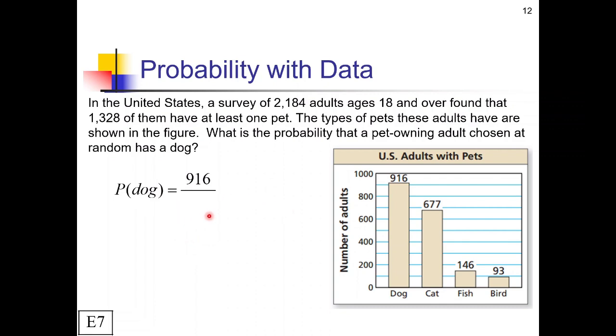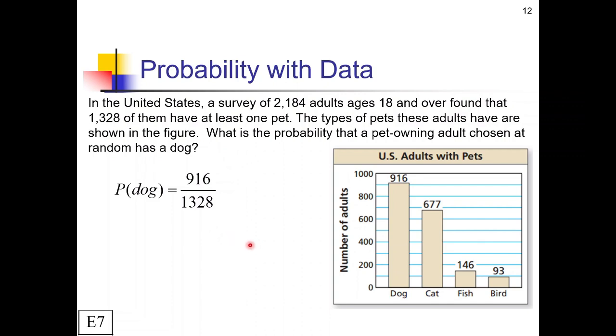But now what's the denominator? What's the total number of possibilities, or the number of trials, as it were? Well, this is a little bit trickier because the whole survey was 2,184 adults. On the other hand, only 1,328 of them had pets, and they asked the probability that a pet-owning adult had a dog. Not just a run-of-the-mill adult, a pet-owning adult. So we actually do need to go with the 1,328 here.